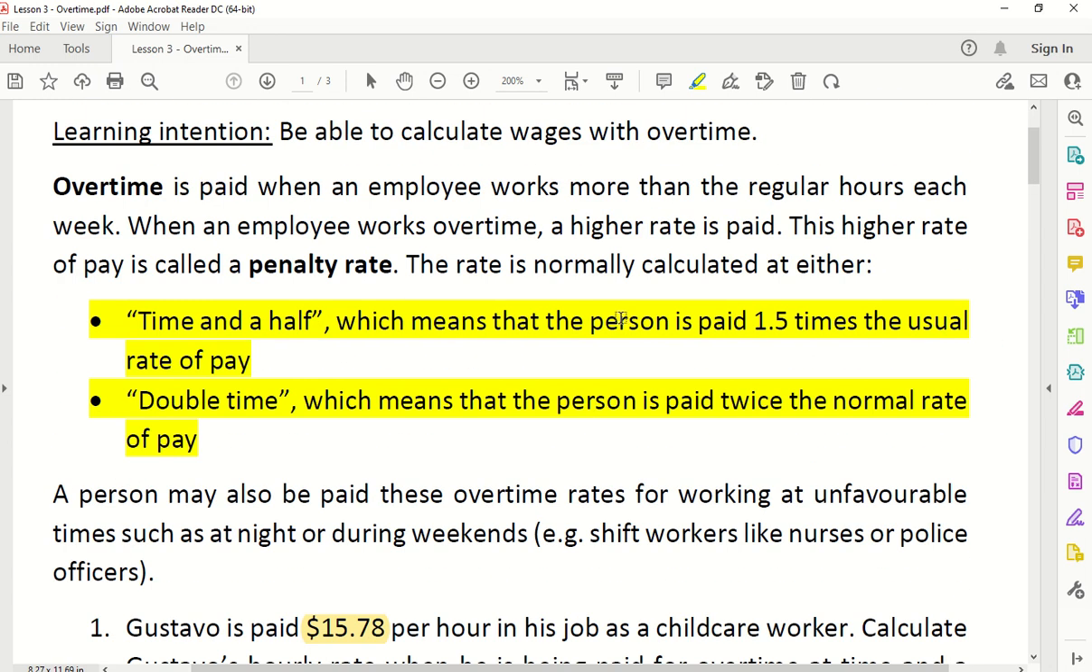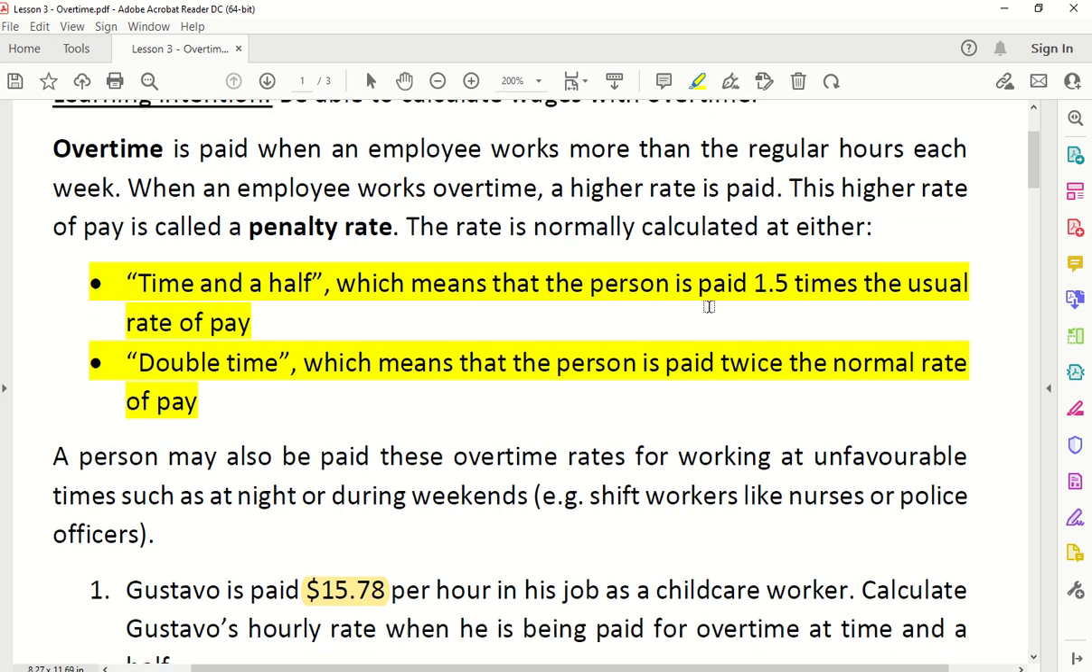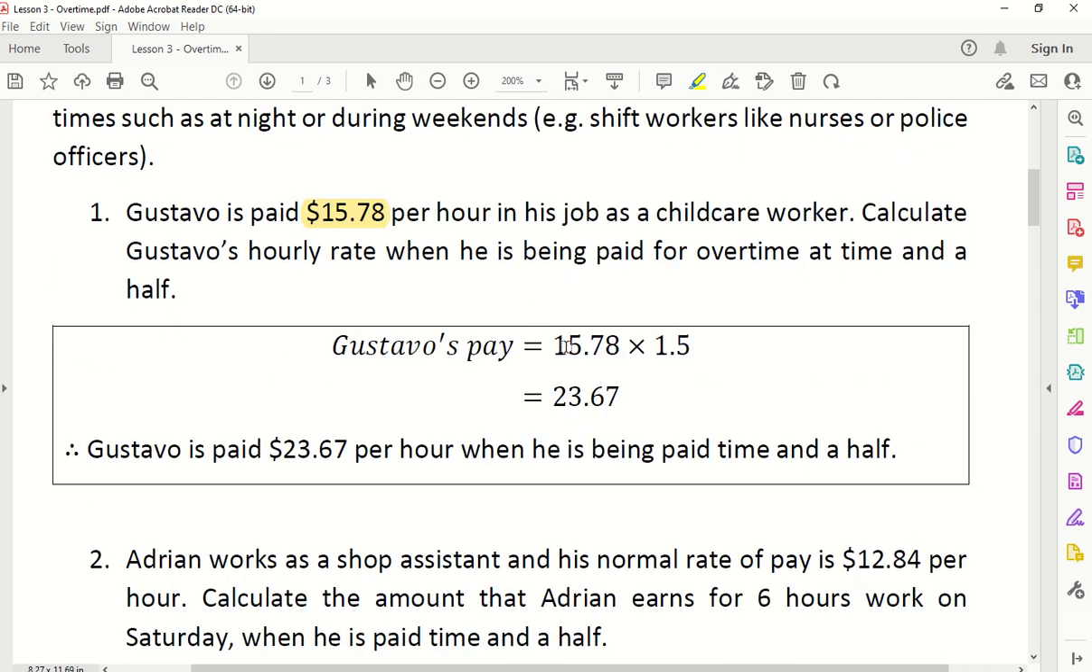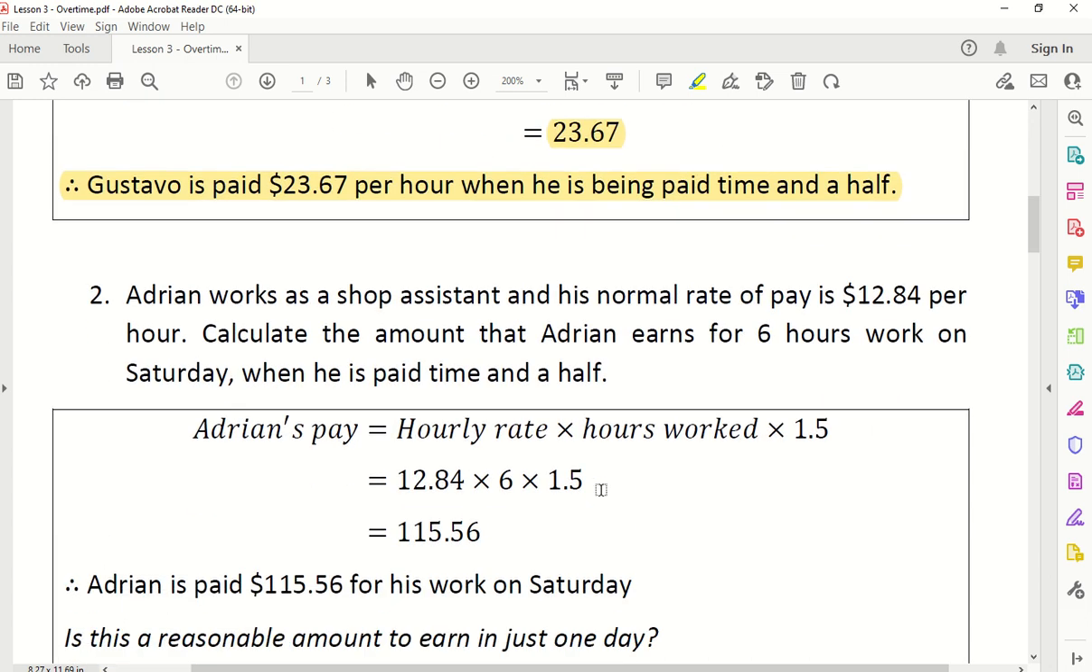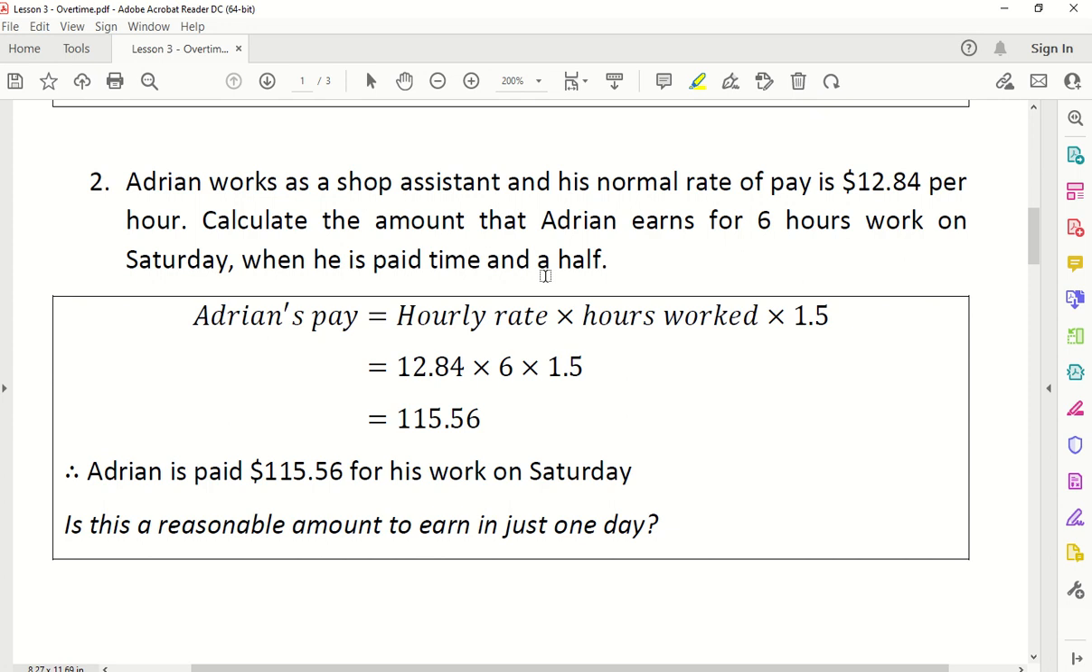Recall time and a half means they're paid at 1.5 times their usual amount. So all I need to do is take Gus's regular pay, multiply it by 1.5, and I get 23.67. Writing my worded statement, Gustavo is paid $23.67 per hour when he is being paid time and a half. Pretty simple, that one. Let's look at a more complicated one.